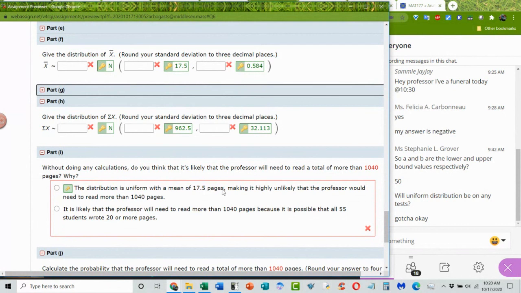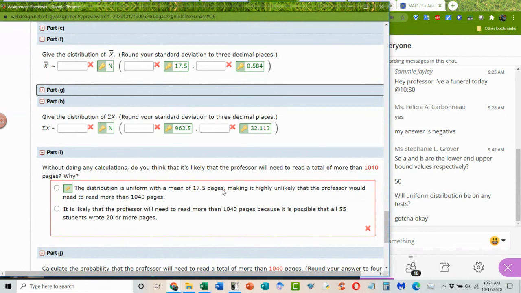Then they want to know, do you think it's unlikely for a professor to read more than 1,040 pages? And the answer, of course, even if it was likely, is no, it's unlikely, because that's a lot of reading for a final, when grades have to be in fairly quickly after the final is done. Even if it's a week, you have to read 1,000 pages and grade them, probably not going to happen.